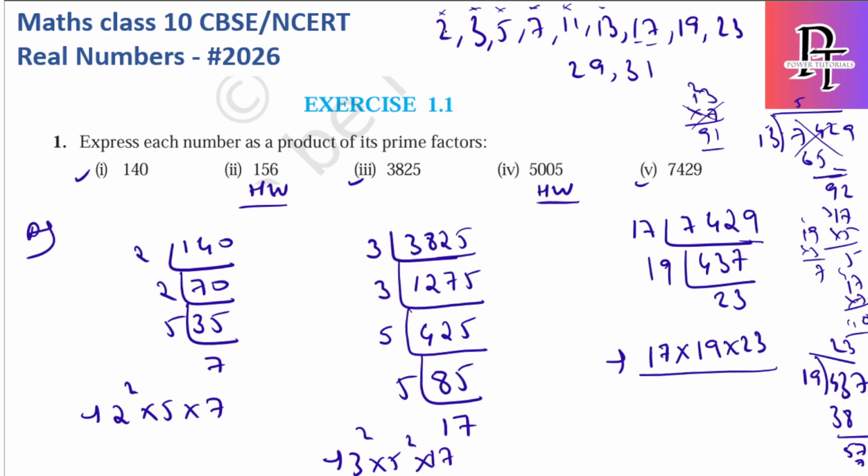In this way just keep on trying for which prime number it is divisible and get the other two. I want you to solve 156 and 5005. In the next video, definitely I will tell you the solution for these two questions. Okay, let's see the next one.